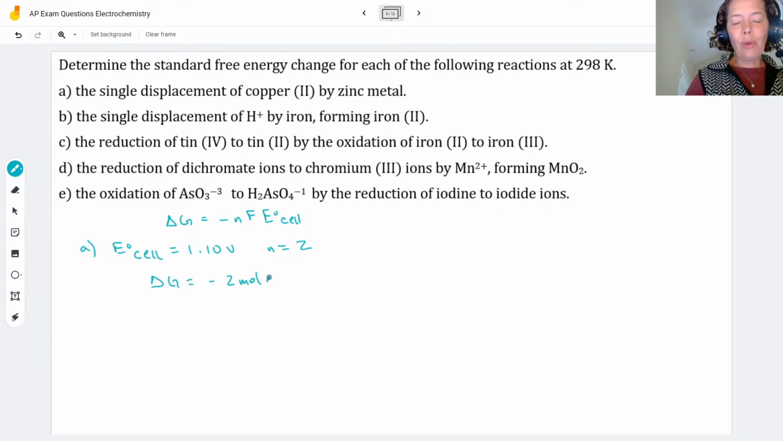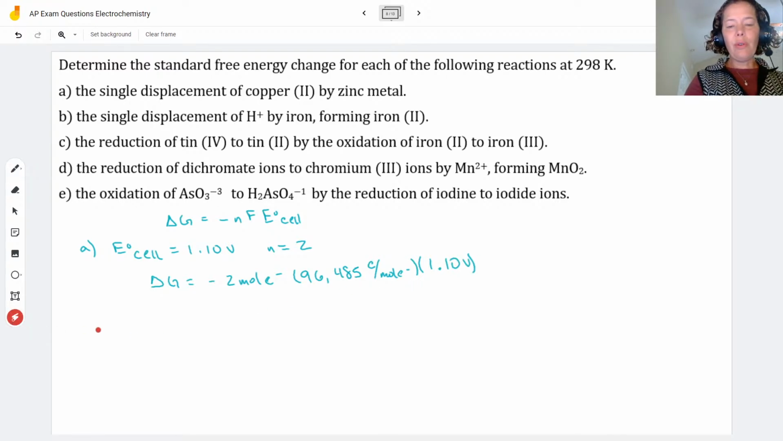That's 2 moles of electrons times Faraday's constant, which is 96,485 coulombs per mole of electrons, and our E cell is 1.10 volts. In terms of units, your moles of electrons cancels and you end up with coulombs times volts, which gives you joules. So when you calculate delta G, it's in joules. This is going to give us negative 2.12 times 10 to the 5th joules.